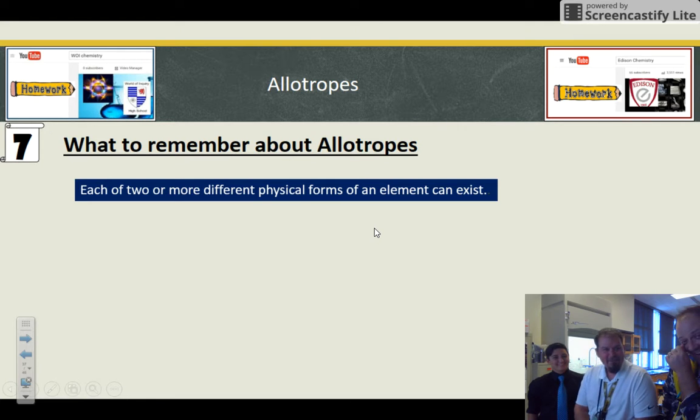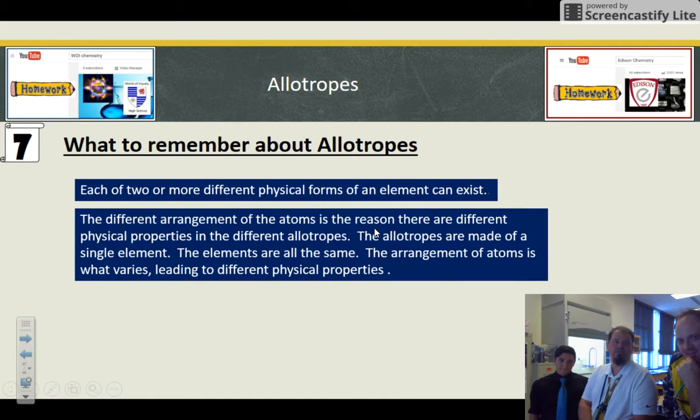Each of 2 or more different physical forms of an element can exist. Same element, different arrangement. So here's the nutshell. What it's saying is that if I take the same stuff and put it together differently, it's going to act differently and have different properties based on how it's put together, not based on what it is. There's microscopic properties for the single atom, carbon for example. Every one will behave the same way. And then there's macroscopic properties from the structure that those carbons made. Put them all together in a certain way, you get different properties.